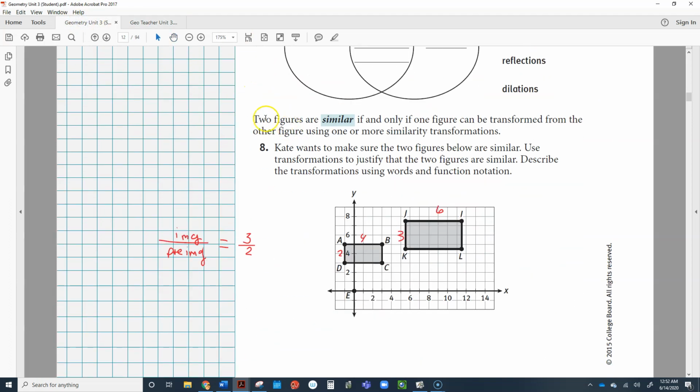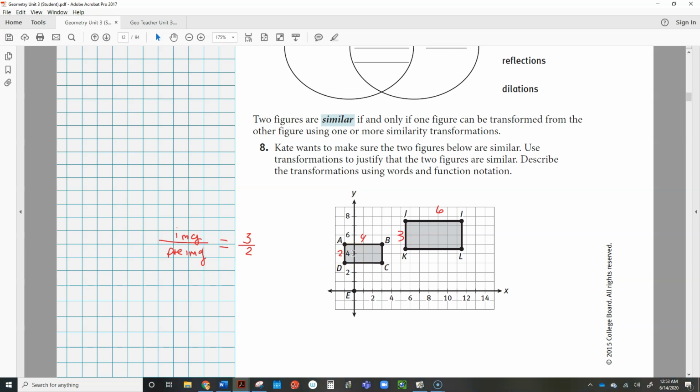This one says two figures are similar if and only if one figure can be transformed from the other figure using one or more similarity transformations. Well, they're all similarity transformations. So can we get this one right here to this one? Well, it's obviously a different size, so it's obvious that a dilation has taken place.